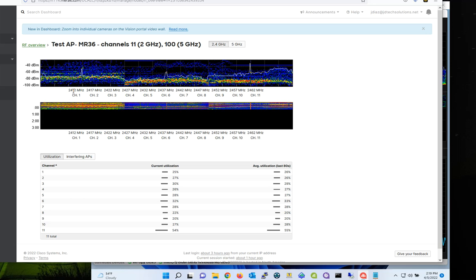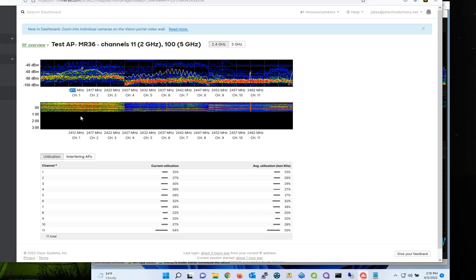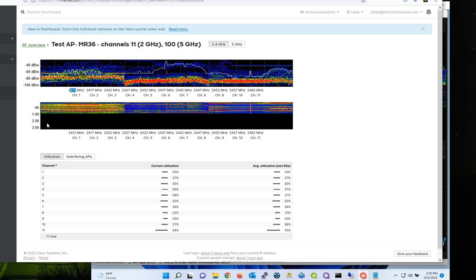So on the 2.4 gigahertz band, we're going to give this a couple of minutes to populate and collect information. But you're going to have the different channels down here. The corresponding frequency is going to be down here. And then you're going to have some type of waterfall view, right?